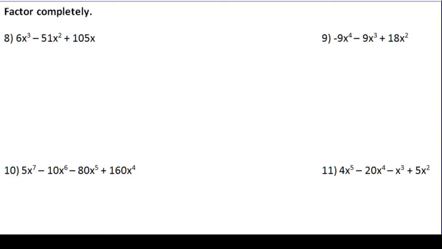Problem number 8 is asking you to factor completely, right? And factor completely means use whatever means you have to break down this expression as much as you can break it down. And we're going to leave the expression. So again, let me reiterate, this is not a problem where I'm going to ask you to set anything equal to 0 or solve anything. Factor just means get to the step where you can't break it down anymore and you're done.